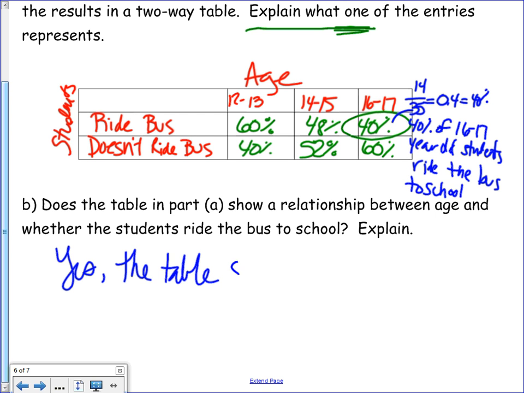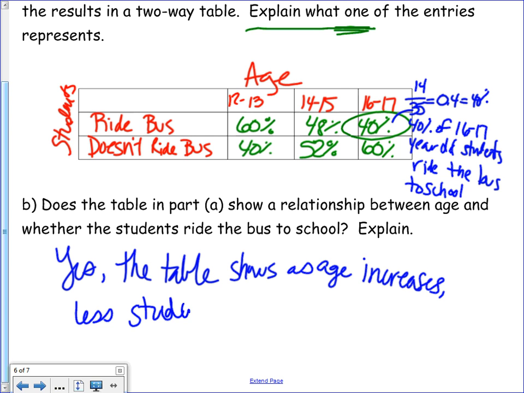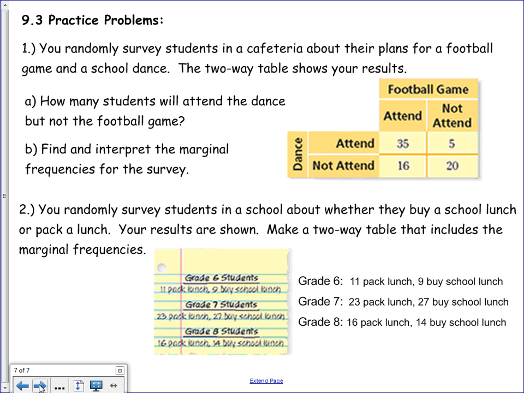So yes, the table shows as age increases, less students ride the bus, or less students are likely to ride the bus, you could say as well.